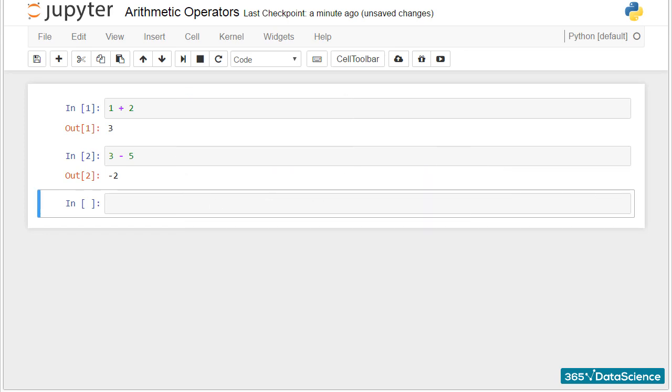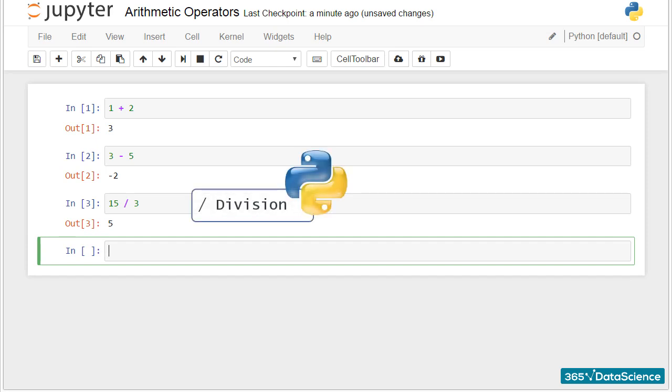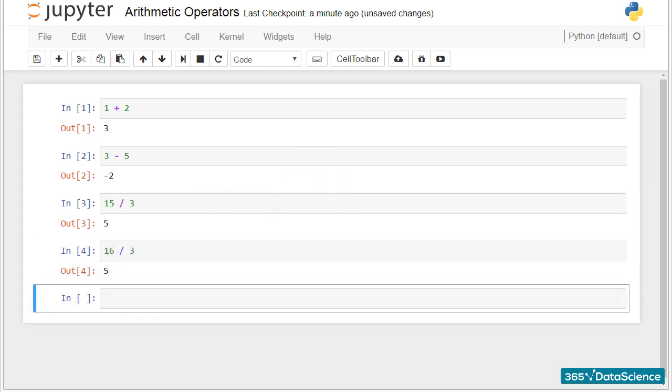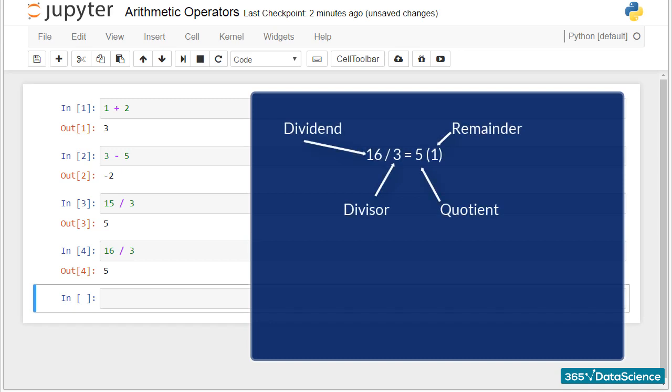Division is more interesting. If we want to divide 15 by 3, we will need to use the / sign. What will happen if we try to divide 16 by 3? 5 again. Yes, the output was 5 because in Python 2, the quotient is an integer by default. Mathematically, if we divide the integer 16 by 3, we will obtain a quotient of 5 and a remainder of 1. If we use real numbers or floats, the float 16 divided by 3 will result in a float value of 5.33.